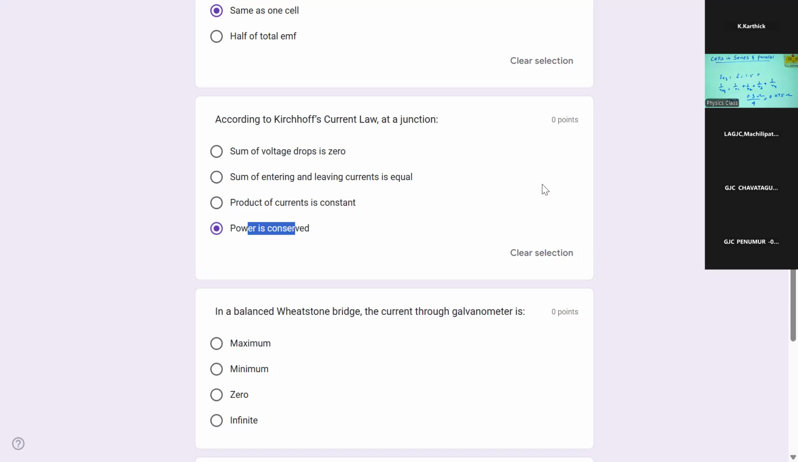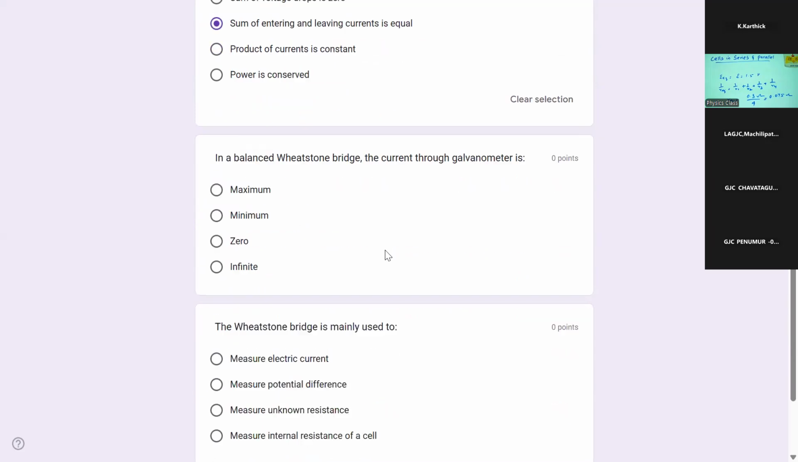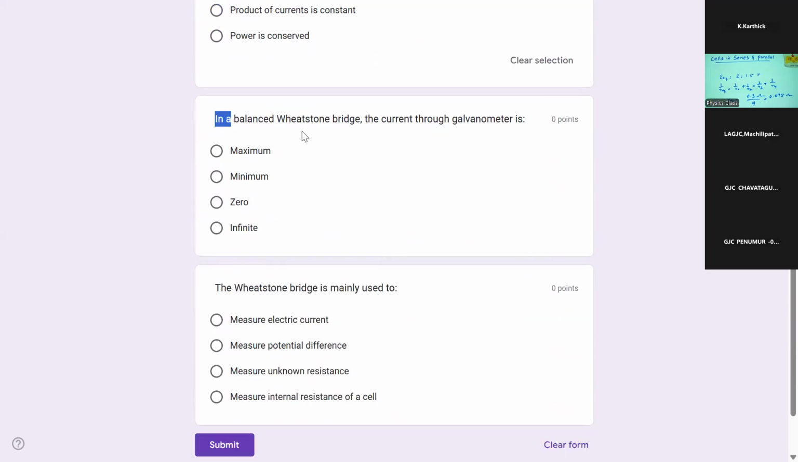Yes, very good. Yes, yes. Option 2 is the correct answer. Yes, many responses. Option 2. Okay, good. Sum of the current entering and leaving must be equal. Yes, good, good, students. And the fourth one, in a balanced Wheatstone bridge, the current through the galvanometer is very important one and a very crucial one.